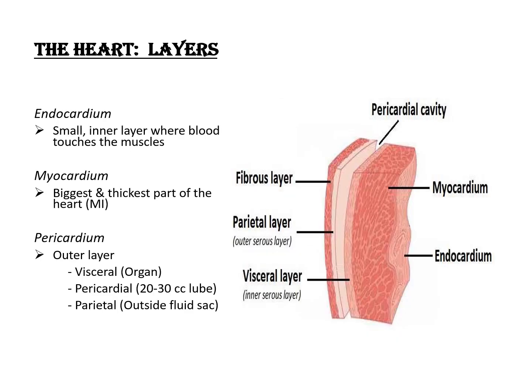The layers of our heart include the endocardium, the myocardium, and the pericardium. The endocardium is a small inner layer where blood touches the muscles. The myocardium is the biggest and thickest part of the heart, so this is where the MI evolves. Then the pericardium, which is the outer layer, has a pericardial sac which has fluid in it.